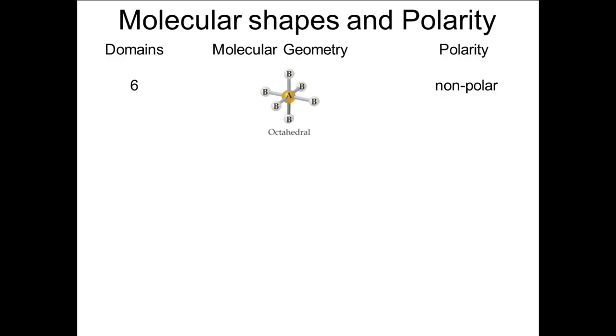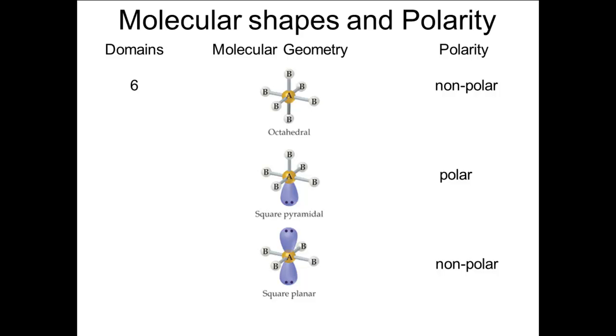For the octahedral domain geometry, the octahedral molecular geometry is nonpolar. But the square pyramid is polar, while the square planar is nonpolar.